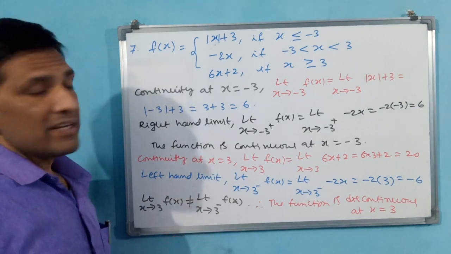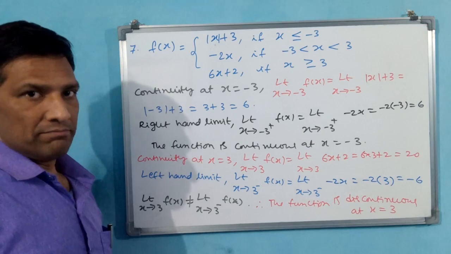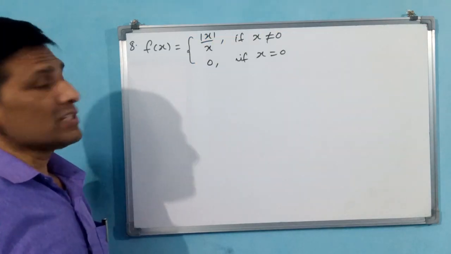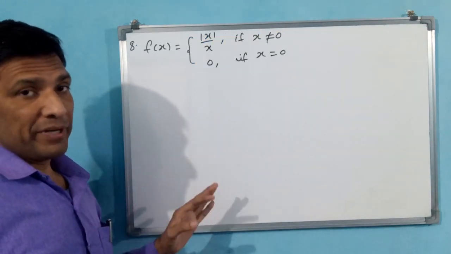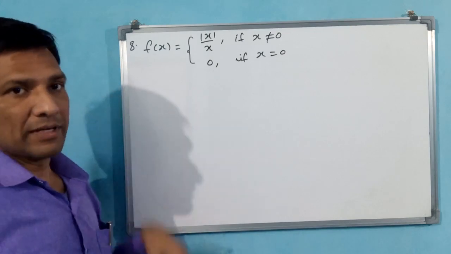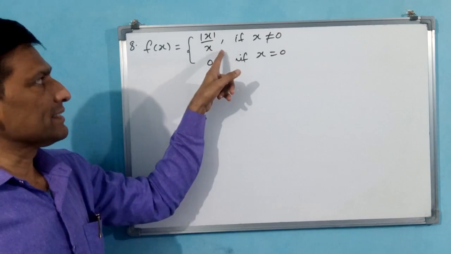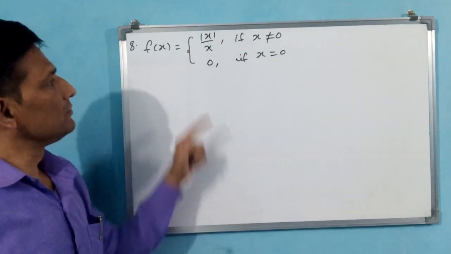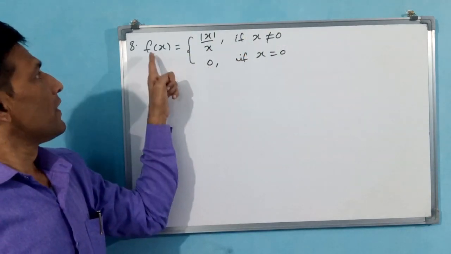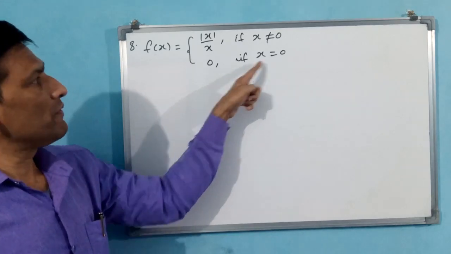Okay, take down this. We will go for the 8th question. Okay, see the 8th question. This is a typical question. Carefully see how to adapt your brain. f of x is equal to modulus x by x if x is not equal to 0. f of x is equal to 0 if x is equal to 0.